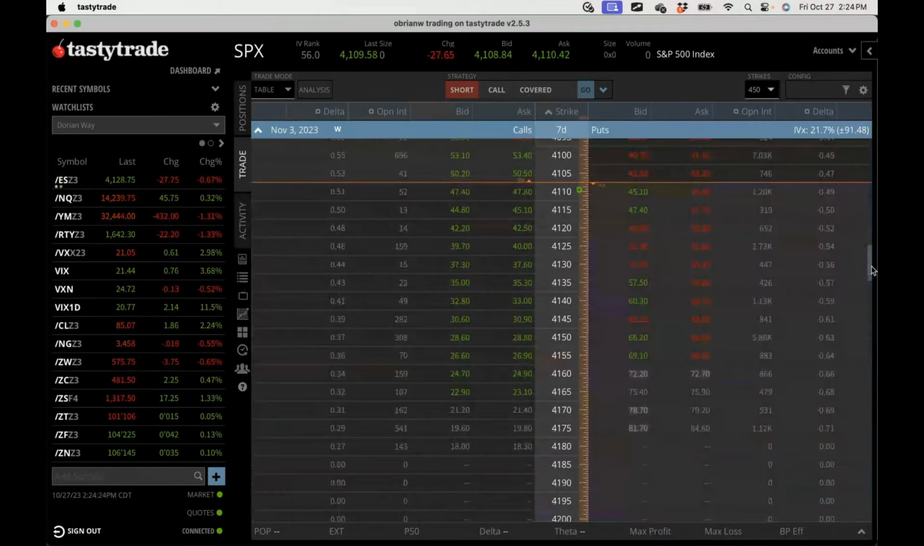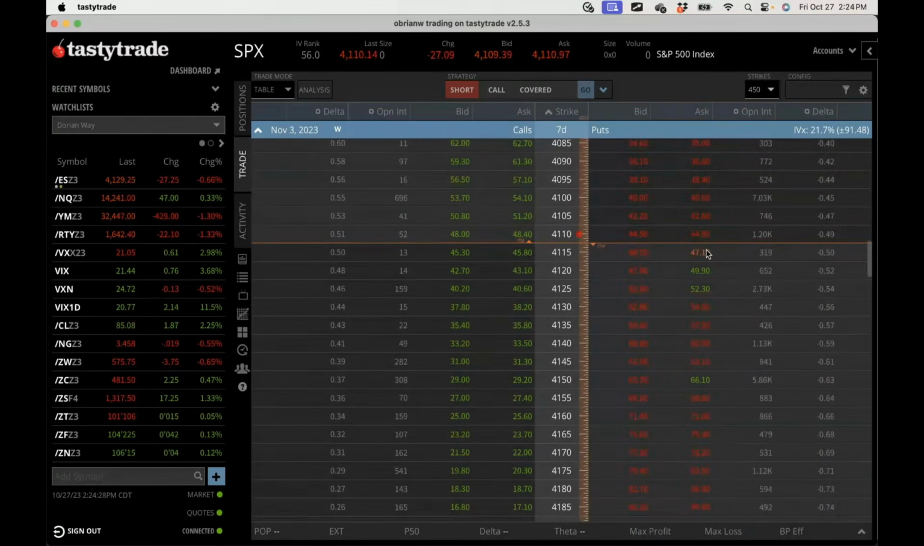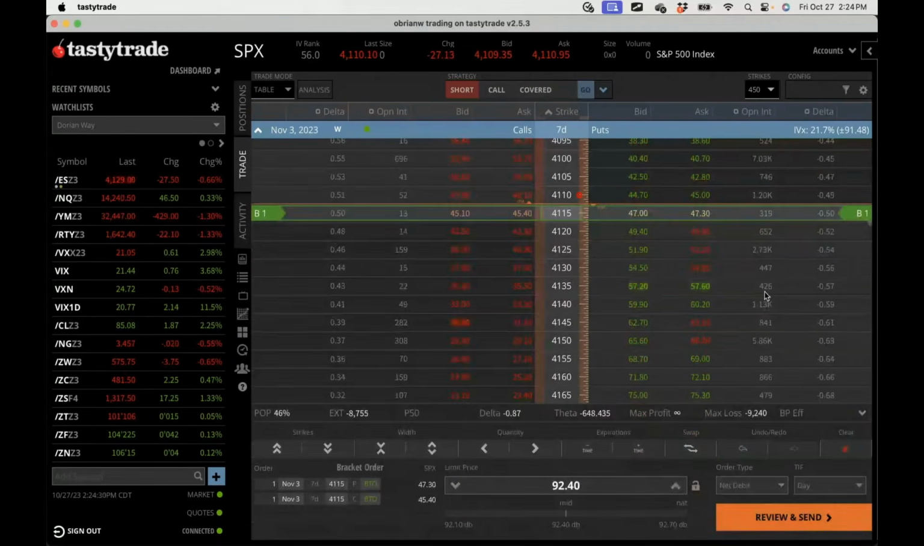Okay, so let's look at this. Let's look at this with the SPX. It should be very similar. But anyway, you've got to just say 93. So yeah, very similar.